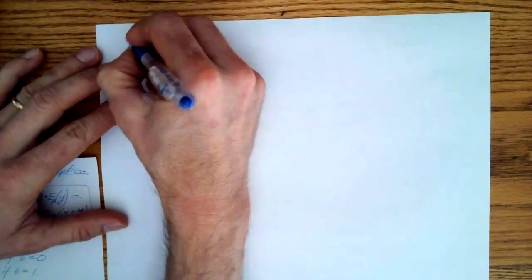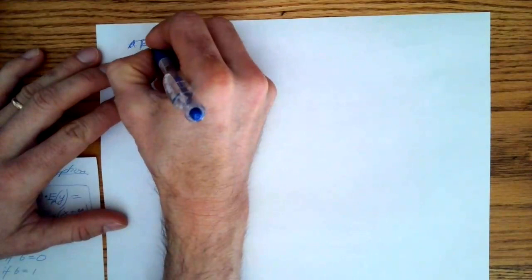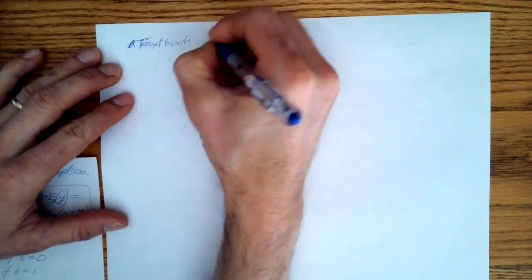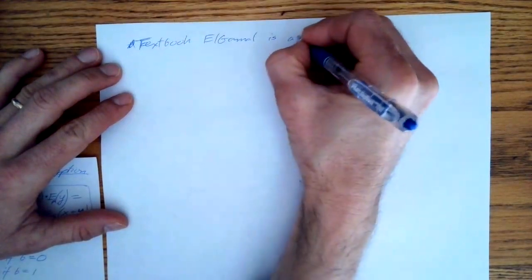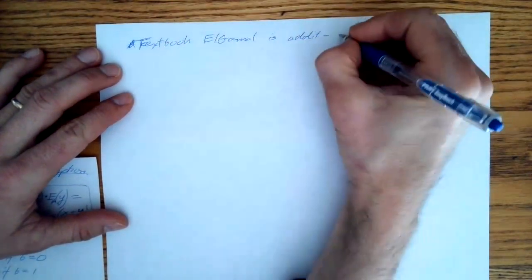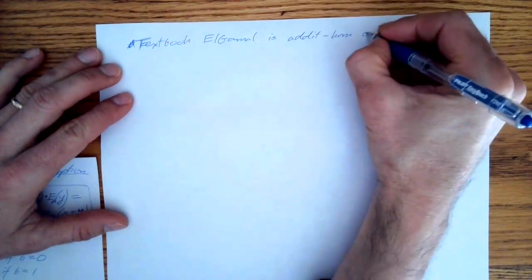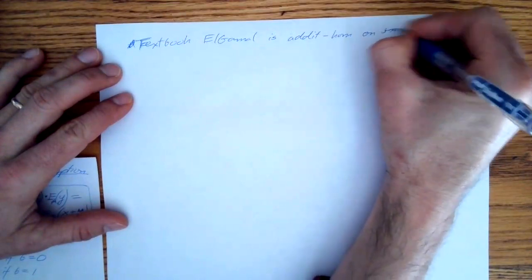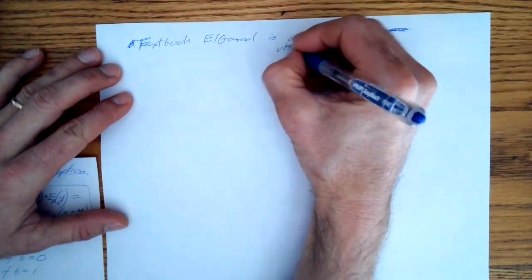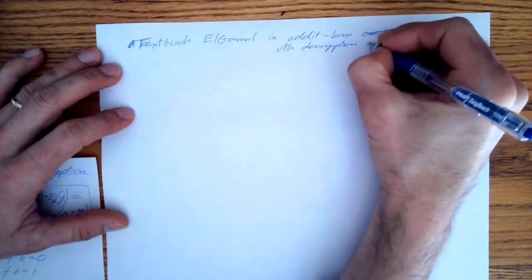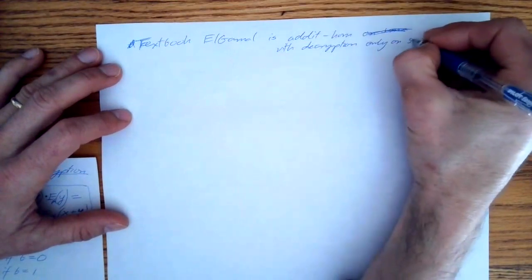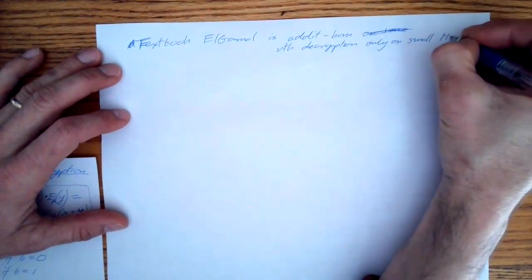Here is a textbook ElGamal, which is additively homomorphic on a small message space, with decryption only on a small message space.